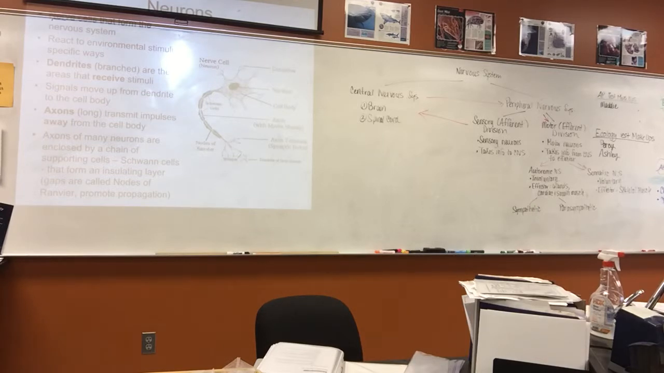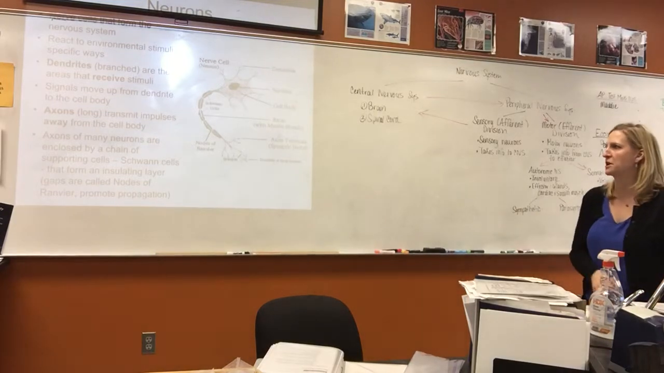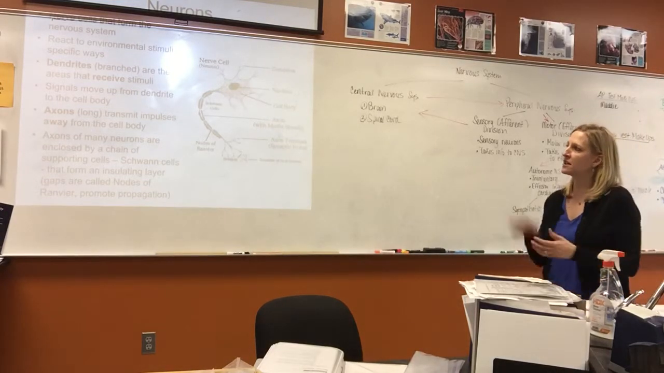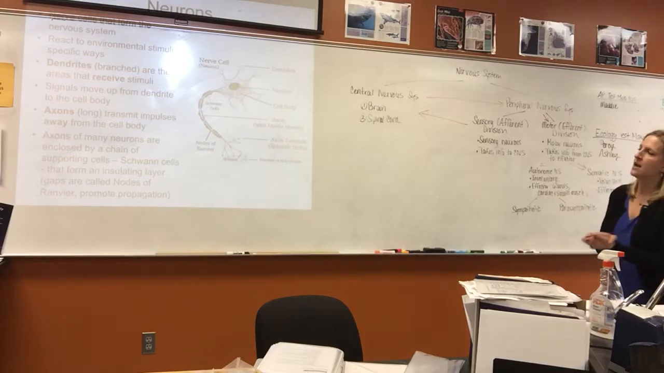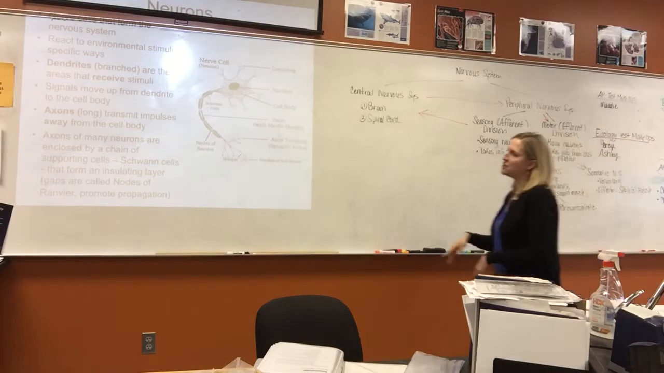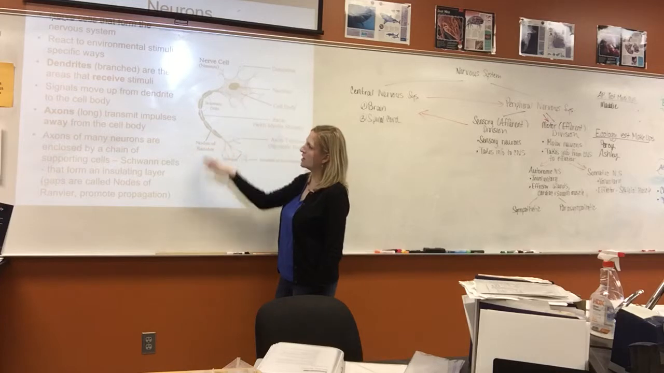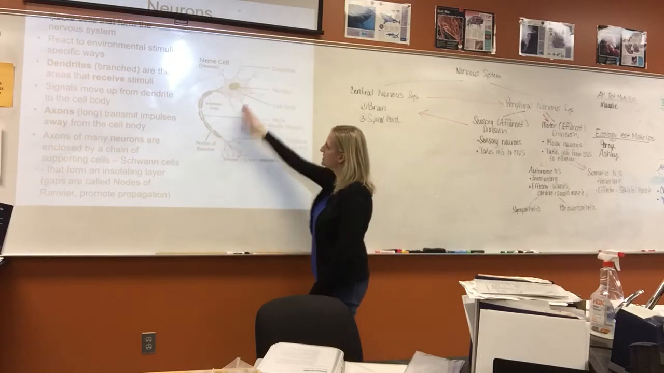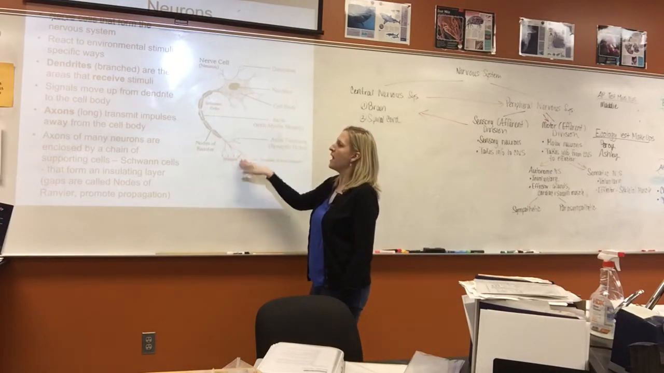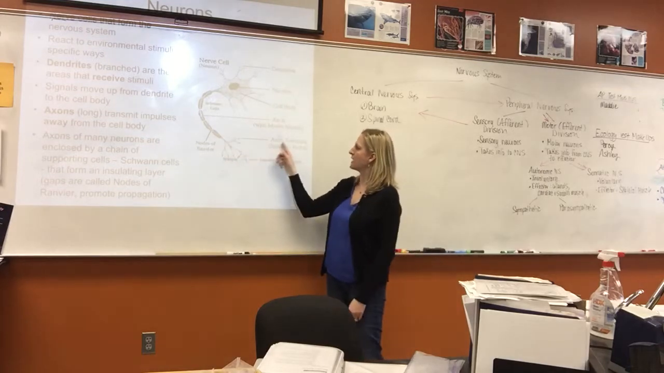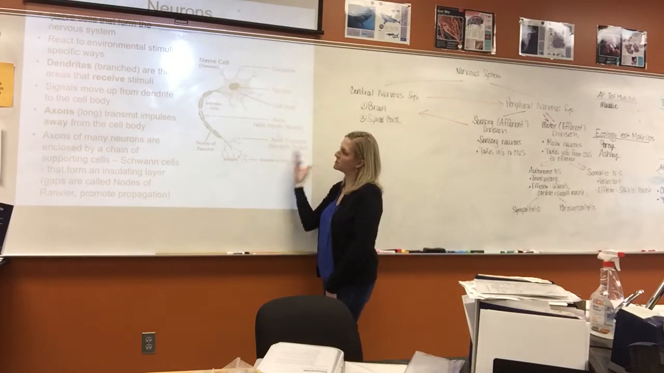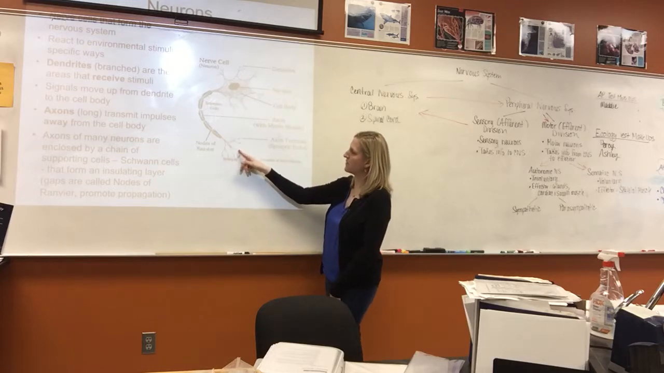So neurons are nerve cells that form the nervous system. They react to environmental stimuli in specific ways. Dendrites are areas that receive signals or receive information from the stimuli. The signals move from the dendrite to the cell body. And then you have axons that are long that take information from the cell body to the end of the cell. The end of the cell is called the axon terminal or synaptic bulb or synaptic terminal. All of those things mean the same thing.